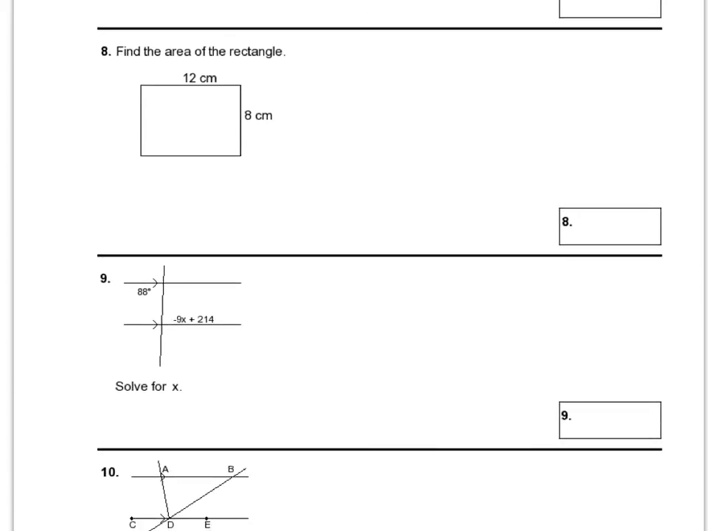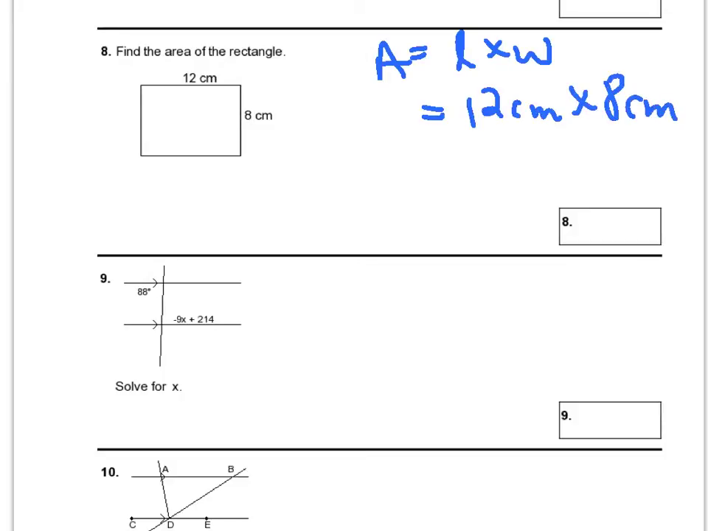Alright, problem number 8. Moving right along at a good clip here. The formula for the area of a rectangle is just the length times the width. So you have 12 centimeters times 8 centimeters. And when you get done there, it's 96 square centimeters, the area of that rectangle.